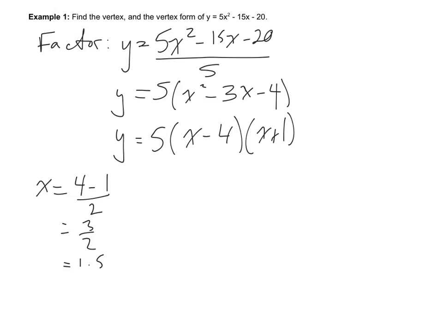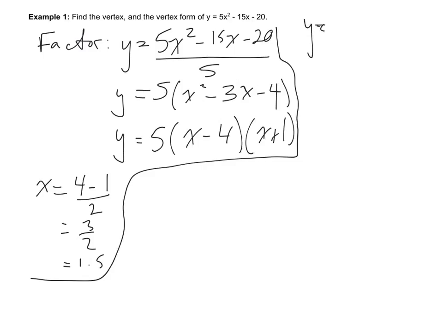So now what we can do, so you can take this and put this into our vertex form to find the k value. So I'd say y equals 5. And I knew my a value was 5 because I have it here as our a value and here's our a value. So it's 5 and x minus 1.5 because that's my h value squared plus k.